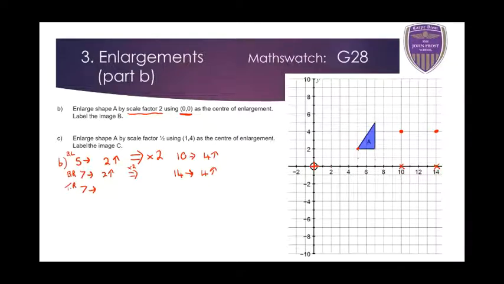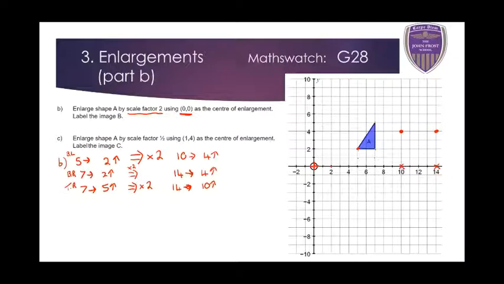And I have to go 1, 2, 3, 4, 5 up. Okay. If I increase this by a scale factor of 2, instead of going 7 across, I'm going to go 14 across. Instead of going 5 up, I'm going to go 10 up. Okay, so let's do that.